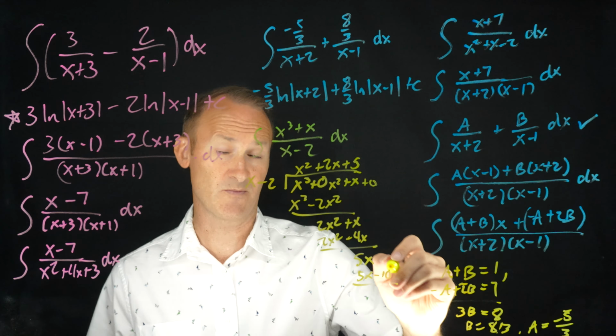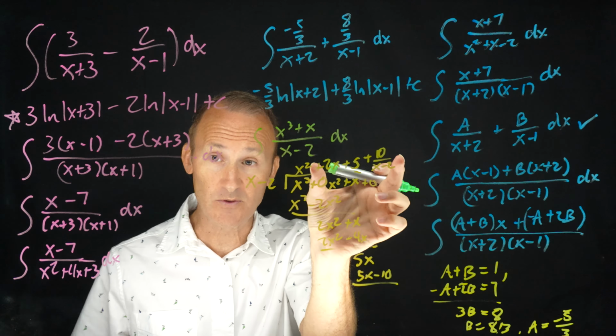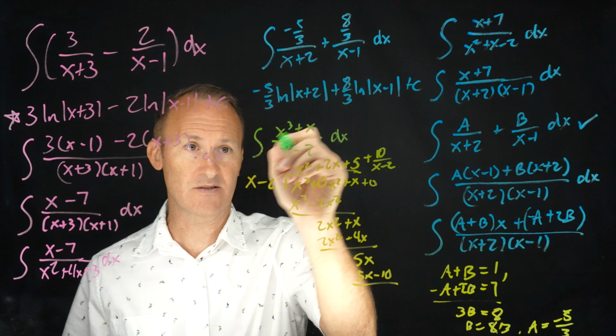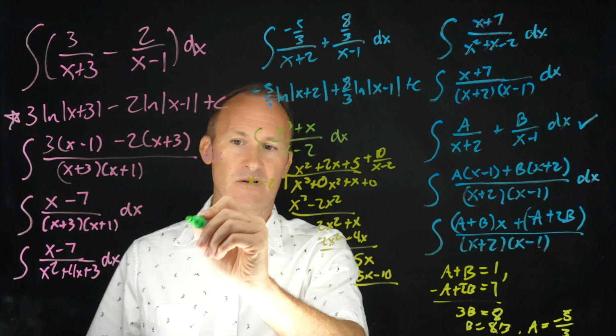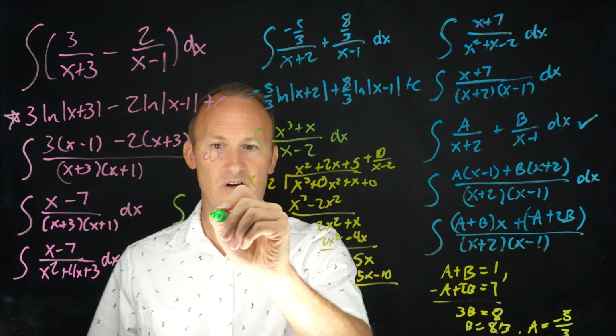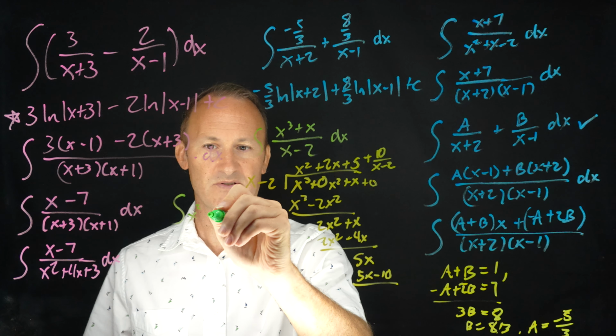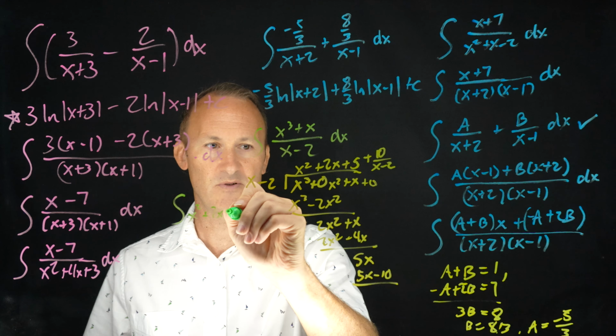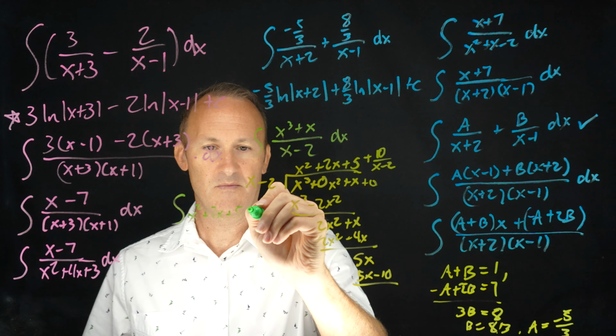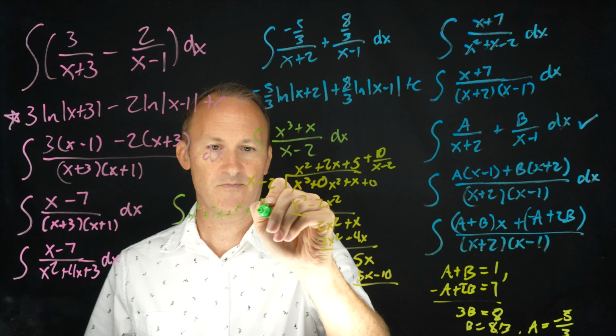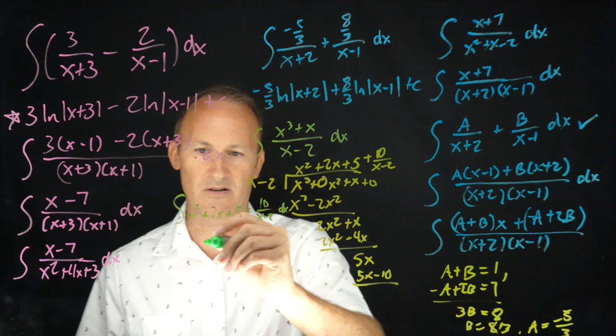And so what's nice then is now that rational expression equals what's right here. Okay, so this is the same as, put it over here, the integral of x squared plus 2x plus 5 plus 10 over x minus 2, all dx. And now it's easy to integrate this term by term.